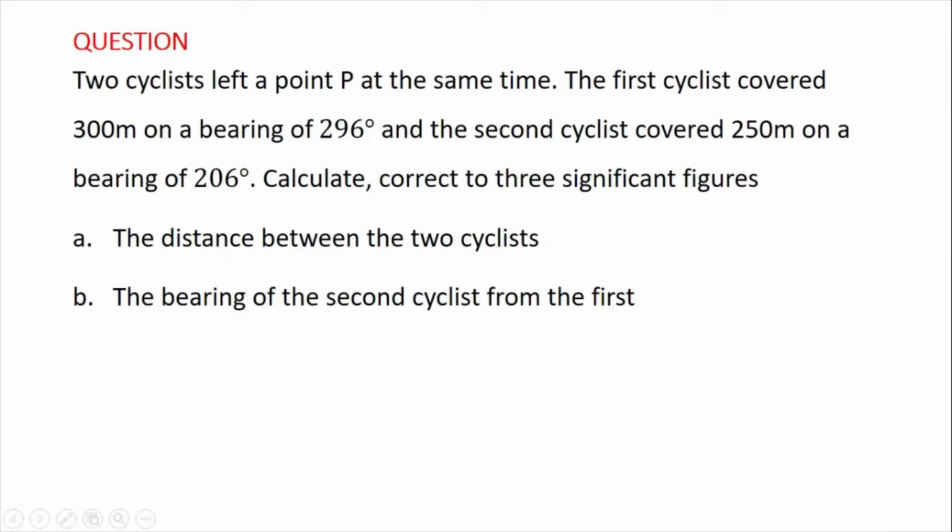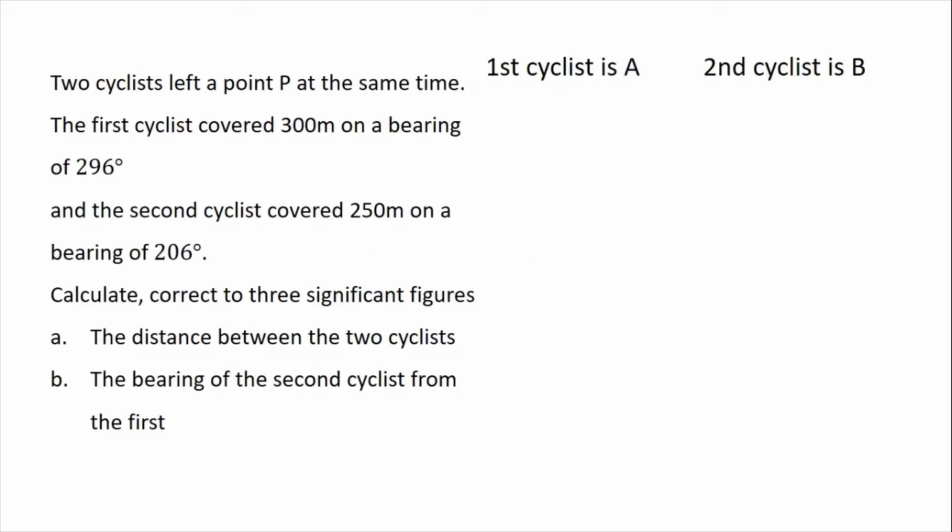Two cyclists left a point P at the same time. The first cyclist covered 300 meters on a bearing of 296 degrees, and the second cyclist covered 250 meters on a bearing of 206 degrees. Calculate, correct to three significant figures: A. The distance between the two cyclists. B. The bearing of the second cyclist from the first.